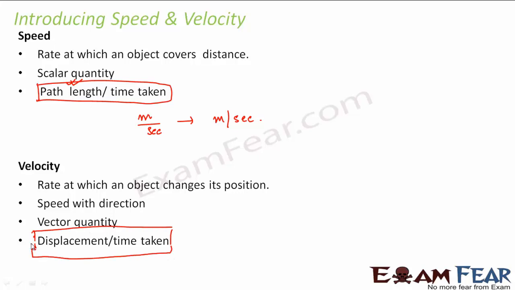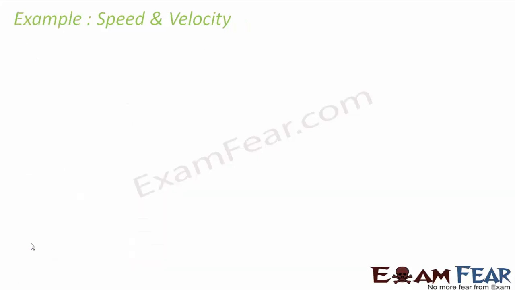So the way there is a difference between displacement and distance, similarly there exists a difference between speed and velocity. Speed is a scalar quantity, velocity is a vector quantity. Speed is given by the total distance covered divided by time taken, and velocity is given by the total displacement divided by time taken. Let us take an example and understand speed and velocity clearly.